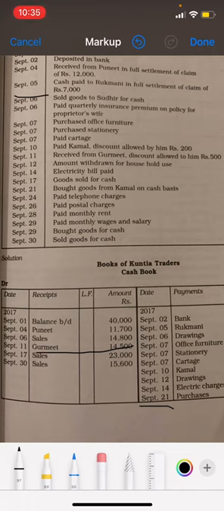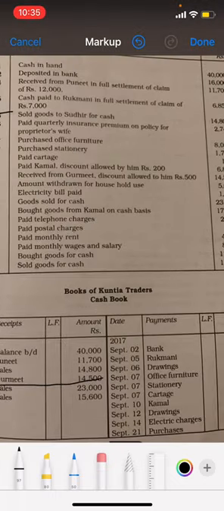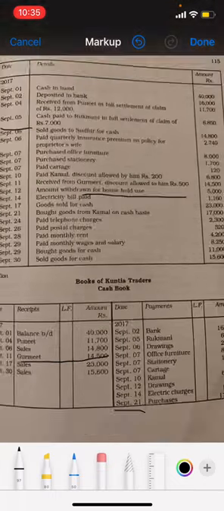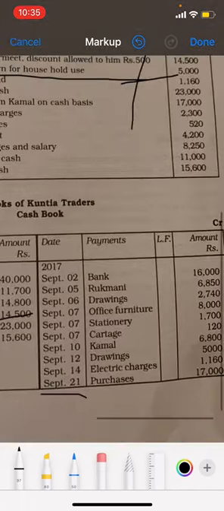Okay, next is amount withdrawn for household use. That means it's drawings again. The amount is taken for household use, that is, for personal use. So the journal entry will be drawings account debited to cash account. How much is the amount withdrawn? See here, the amount withdrawn is 5,000. So cash account is again credited. So on the credit side of cash account, you will have to write drawings account. See, September 12, drawings 5,000.